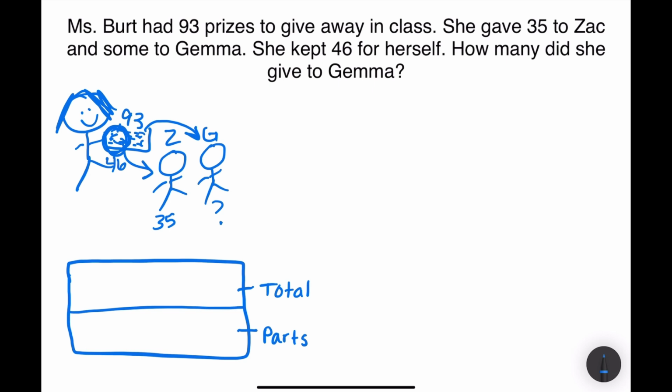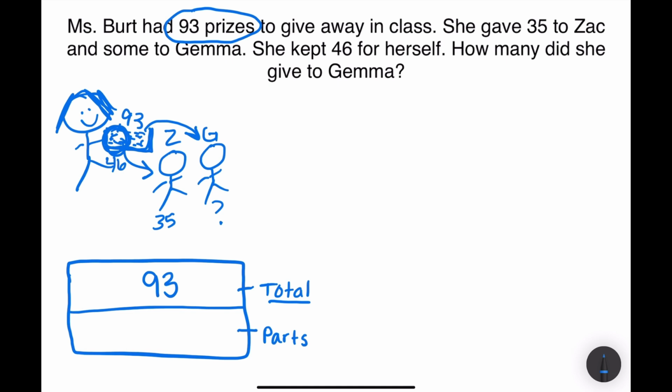Miss Burt had 93 prizes to give away in class. She gave 35 to Zach and some to Gemma. She kept 46 for herself. How many did she give to Gemma? We have to figure out how many parts are in this problem and if we know the whole. The whole is the total, and the total amount that she had was 93 at the beginning. In my little visualization, she had a tub full of prizes. So my total is 93. My whole is 93. So I do know that.